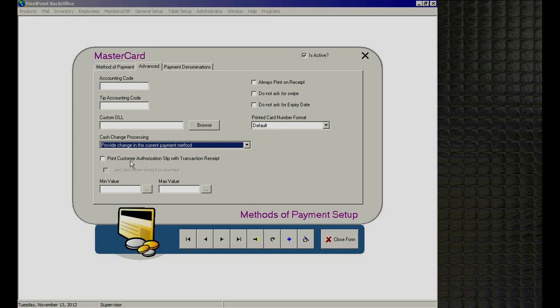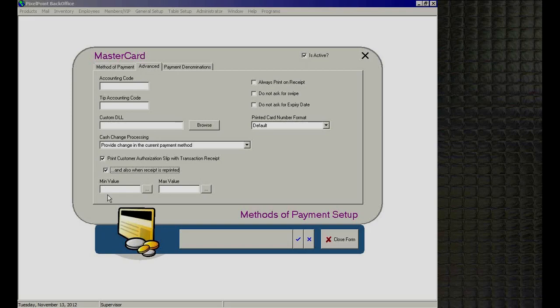Print customer authorization slip with the transaction receipt. That's what that does. But also within this, there's the option for when a receipt is reprinted. If I do a reprint of any kind of receipt, it will actually show up with "reprint" on there. This is a security feature for the system, and so that will identify that it's already been printed once and I'm printing it again. Now, if there was a mess up with the paper, it got jammed, or the printer had a problem, or whatever the case, if you have to reprint the receipt, then it will also reprint the slips as well.